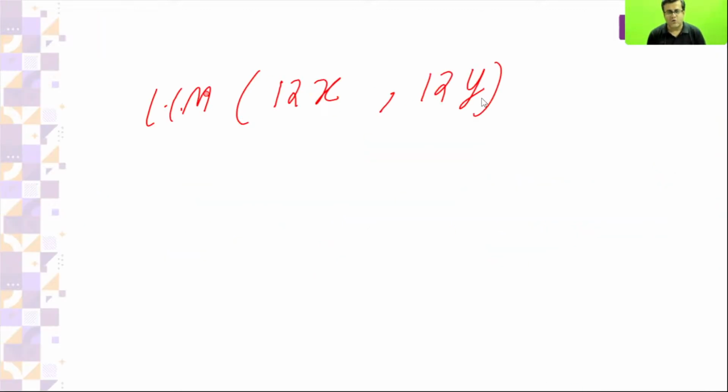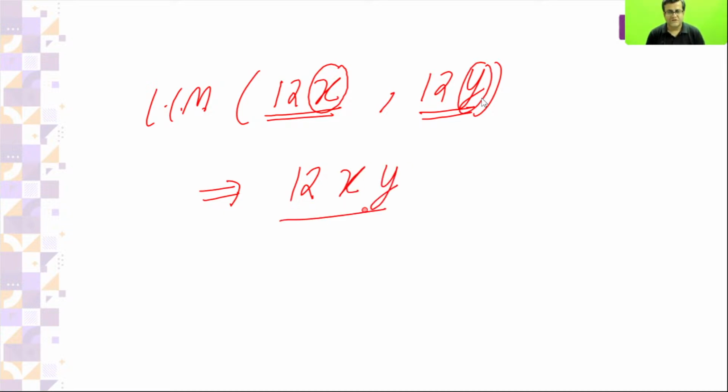If you have any value, let's suppose 12x, 12y, and you want to take the LCM of these two, what will be the LCM? While taking LCM, first take the common part. Then after taking the common part, what is left behind in the first number? x. What is left in the second number? y. So this is the LCM. Okay, beta? Chichamo. Okay.